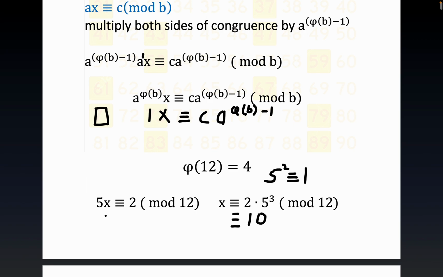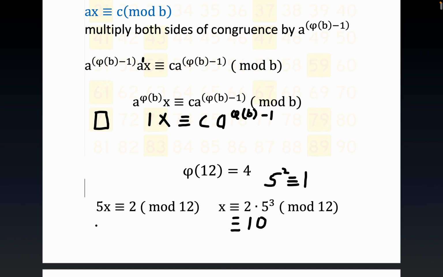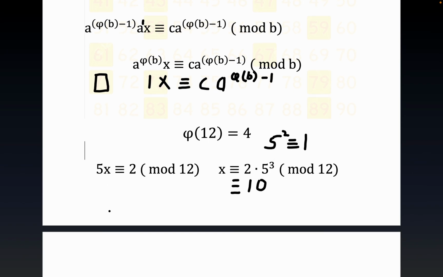And it's not hard to check right here. If you put 10 right here, you would get 50 is congruent to 2, which is certainly true. 50 is congruent to 2, since 50 minus 2 is 48, and 12 does divide 48.